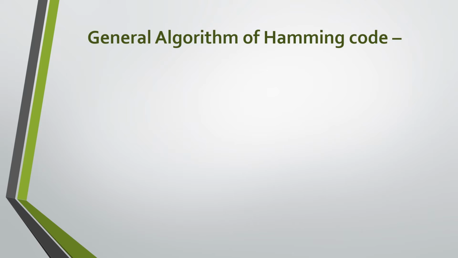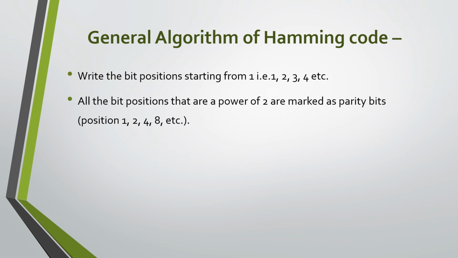General algorithm of Hamming code. The Hamming code is simply the use of extra parity bits which allow identification of an error. There are some steps related to that. First step, write the bit positions starting from 1 from LSB to MSB. Second step, all the bit positions that are a power of 2 are marked as parity bits, like 2 raised to 0 means 1, 2 raised to 1 means 2, 2 raised to 2 means 4, 2 raised to 3 means 8, and in this way.